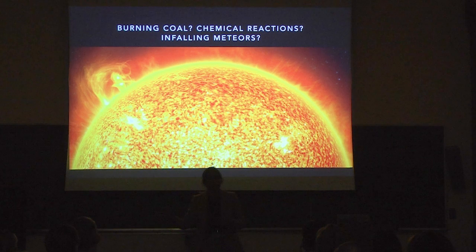There was another person who came up with this meteorite theory, that the sun is constantly being bombarded by massive meteors, and they're delivering energy to the sun, and that's how the sun shines. Okay, so these theories didn't quite catch on.